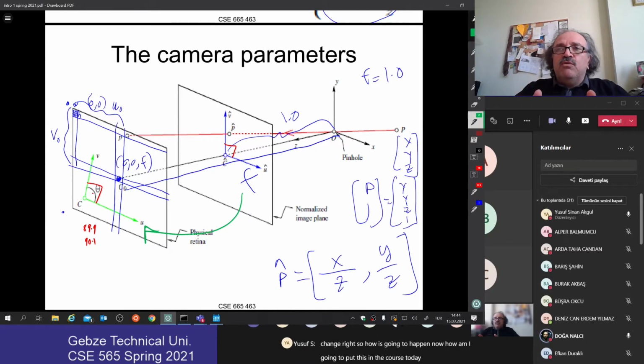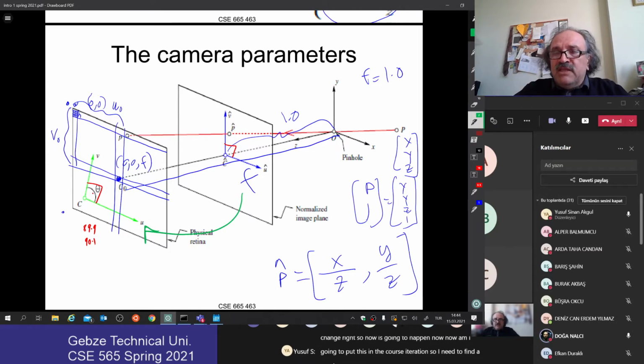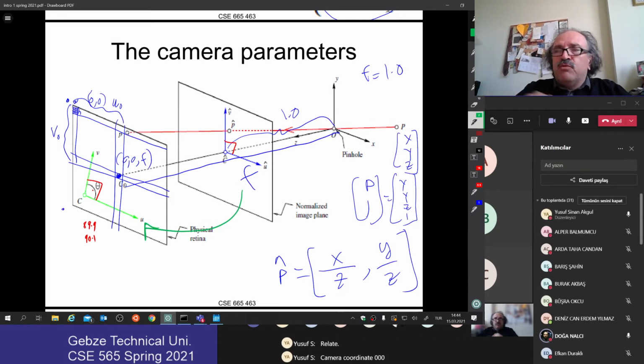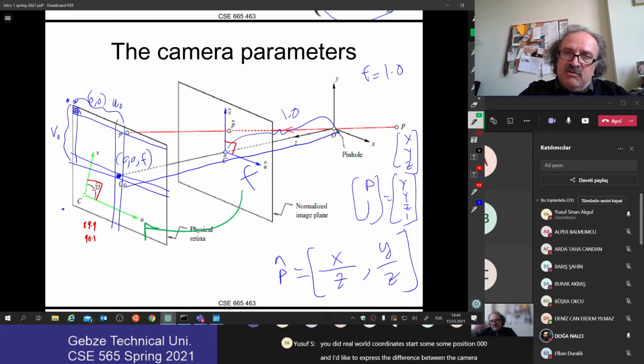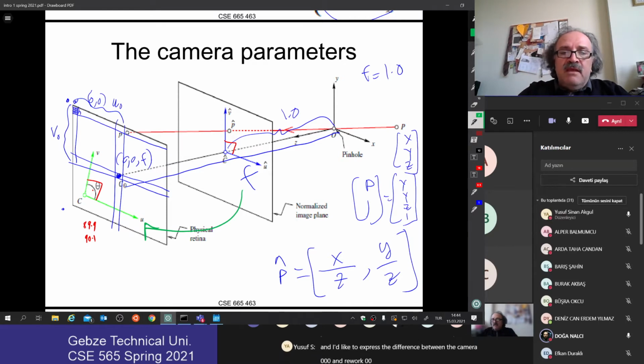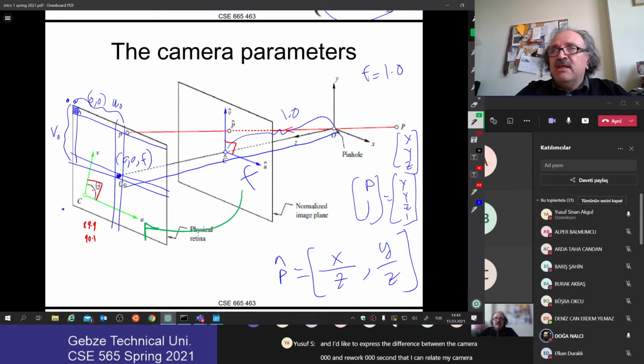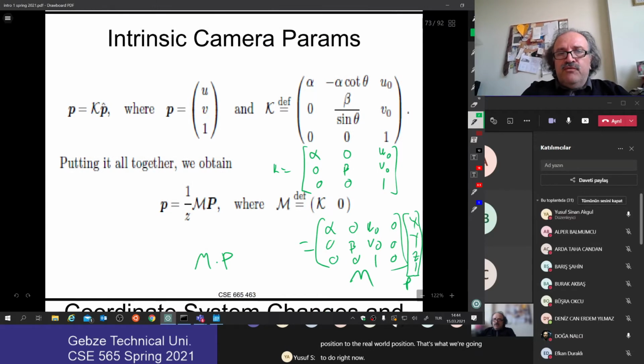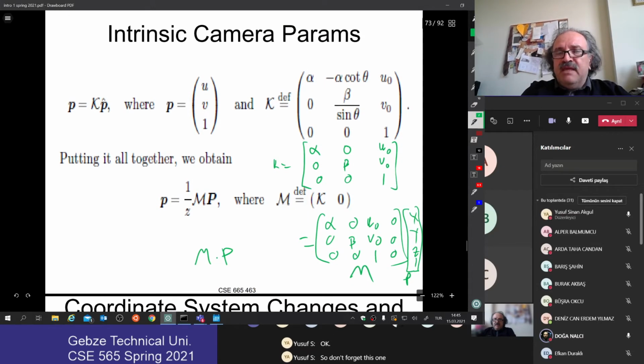So I need to find a way to relate the camera coordinate 0, 0, 0 with the real world coordinate. Let's say the real world coordinate starts at some position 0, 0, 0, and I'd like to express the difference between the camera 0, 0, 0 and the real world 0, 0, 0 so that I can relate my camera position to the real world position. That's what we're going to do right now. So don't forget this one. M is K0.